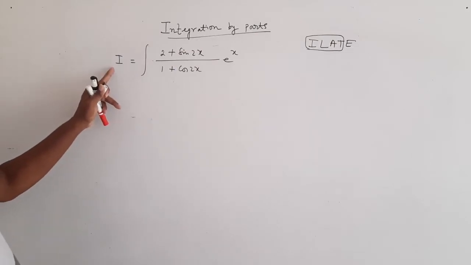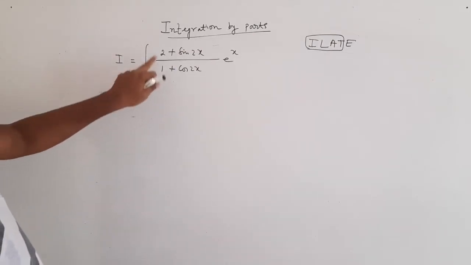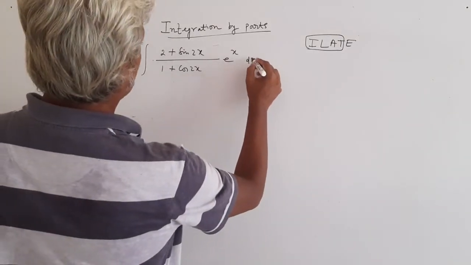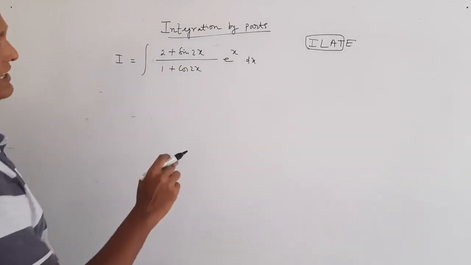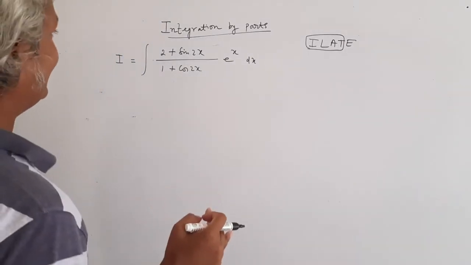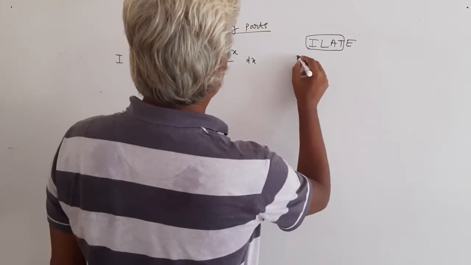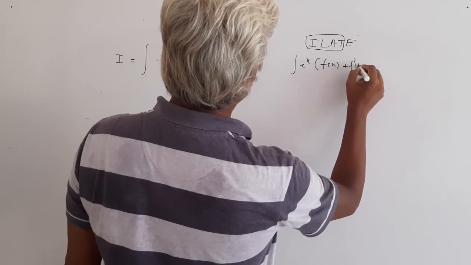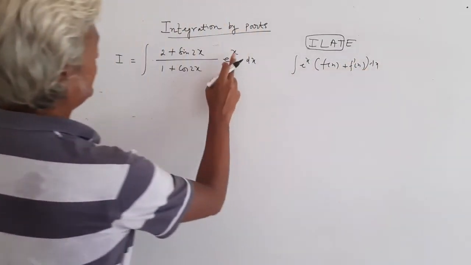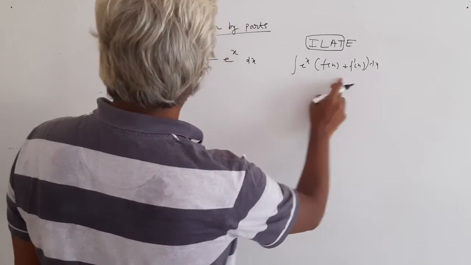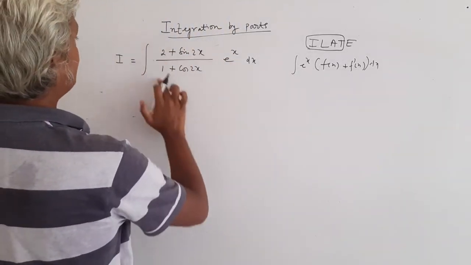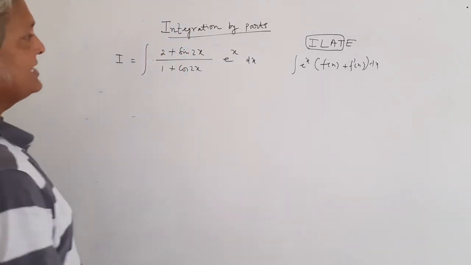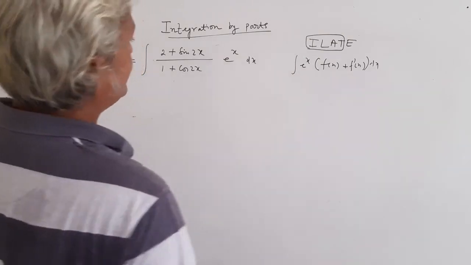Here I have taken another example: I is the integral of (2 plus sin 2x) over (1 plus cos 2x) times e to the power x dx. When you see e to the power x, the idea should click in your mind that this may be of this type. You have to divide this whole expression as the sum of two expressions, where the first expression will be the function and the second expression will be the derivative of the very same function.